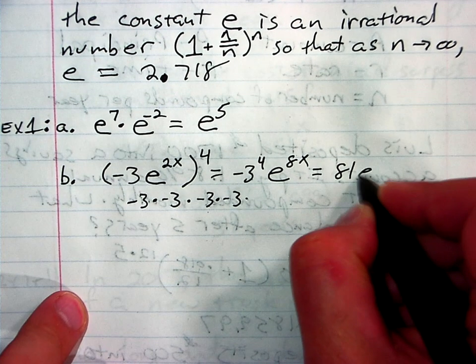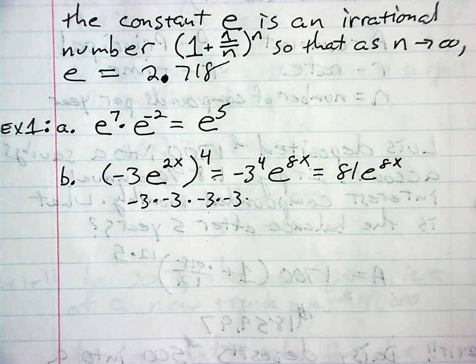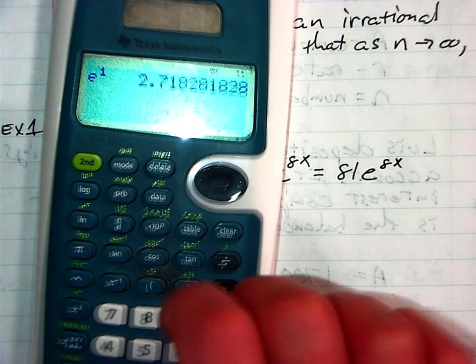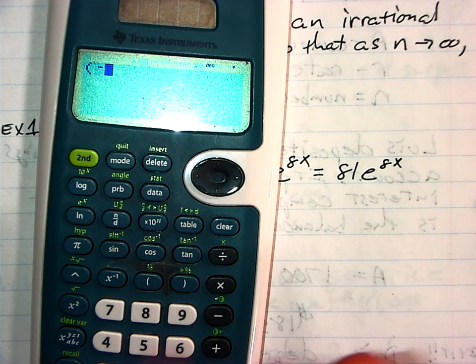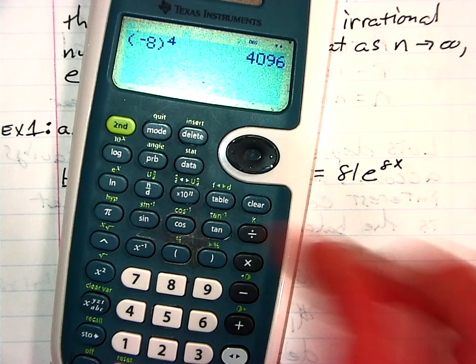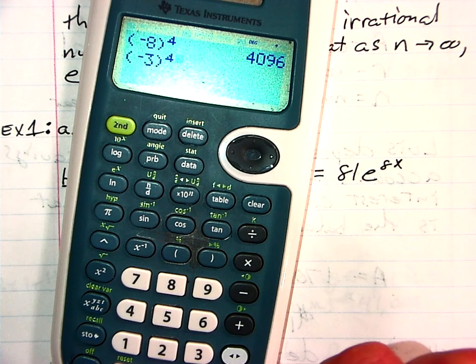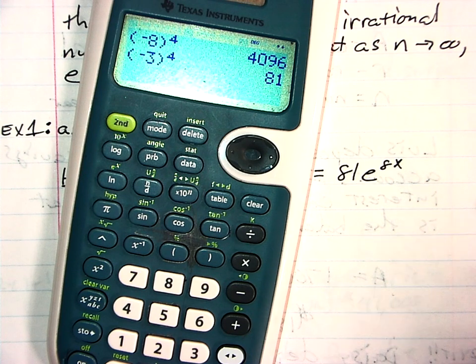So we don't have to put the e in there? No, that's your final answer, 81e to the 8x. And we're not even solving for x, we're just leaving it for now. Can you plug it in the calculator? Yes. So do parentheses, negative 3, close your parentheses, and raise it to the 4th power. I put the wrong number, it's 3, not 8. That's your final answer, 81.